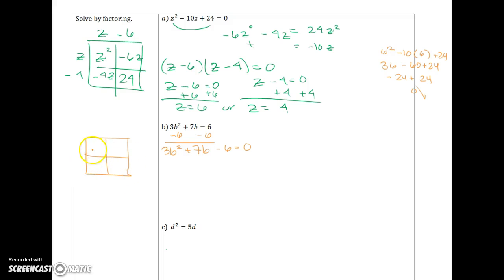So there's my box, my first term, first box, last term, last box. And I am looking for two numbers that will multiply to give me negative 18b squared, and that will add to give me 7b. The numbers I'm thinking are 2b and 9b, and I think the 9b has to be positive because my answer is positive. So 9b and negative 2b.